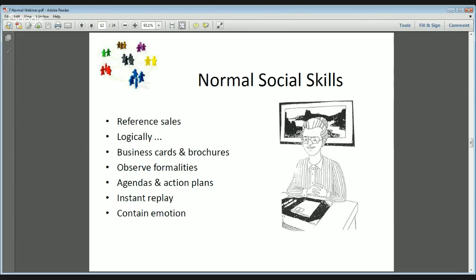The way you get them on board is, first of all, in your language, use the word logical a lot. They're logical, rational people. This appeals to them.